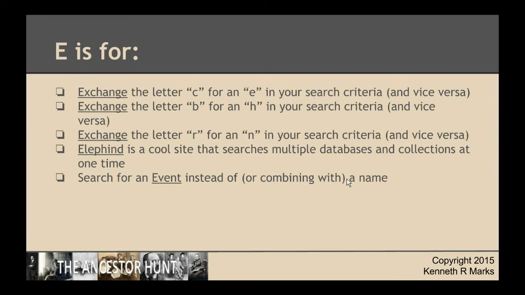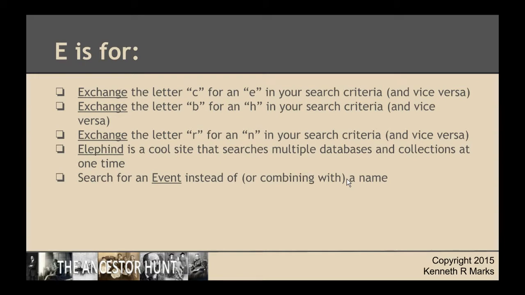The fourth thing is Elephind. I don't know if you're familiar with Elephind. Elephind is a website created by a company in New Zealand that allows you to search multiple collections and multiple databases at one time with one search. I won't go into it a lot in detail. You can look for it yourself. It's elephind.com. Take a look at that. It's a fun website, and it might save you some time and might get you some more results.